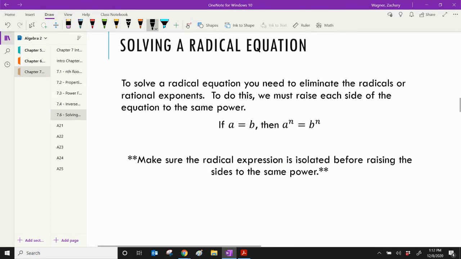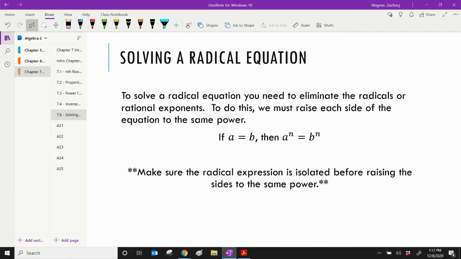Move on. Things are copied down. To solve radical equations, you need to eliminate the radicals or exponents. To do this, you must raise each side of the equation to the same power. Make sure the radical expression is isolated before raising both sides to the same power. This is essential. If you want to cancel out powers, make them into 1, you have to take both sides to the same power.